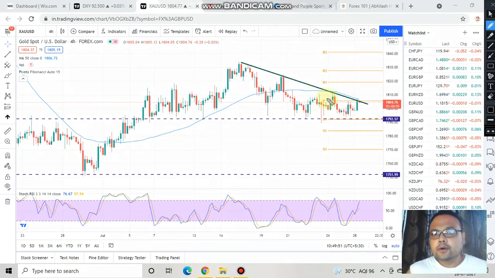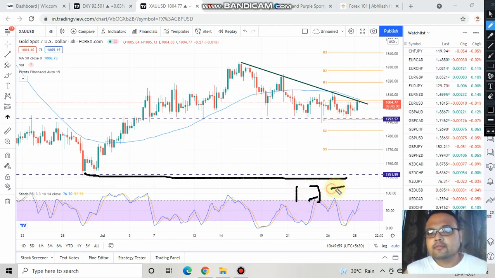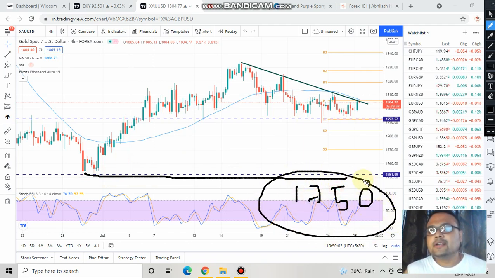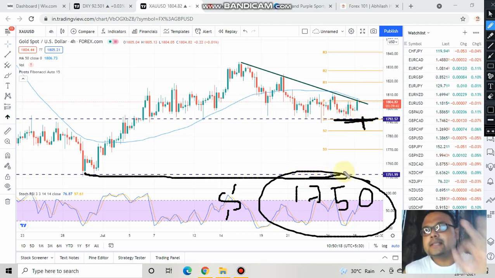The most important level in this chart is this level, 1750. 1750 still remains the most important support for the market, because in case there is selling pressure here, or in case the market comes down from here, this is the best support level available in this chart right now. So I'll request you, my dear friend, to draw these lines in your chart in the trading platform so that you can understand the market better.